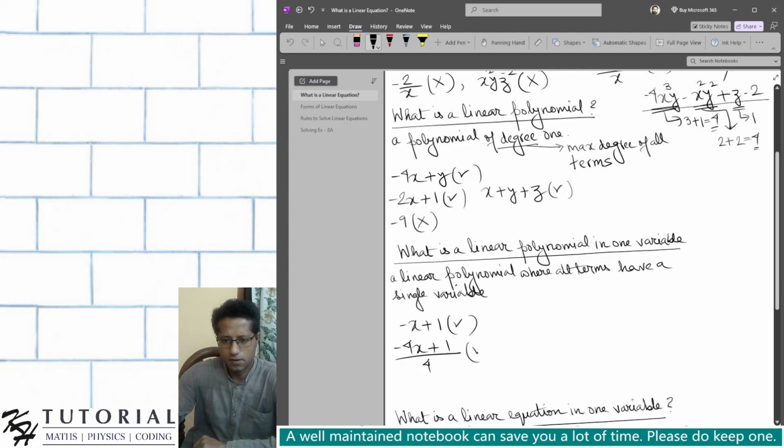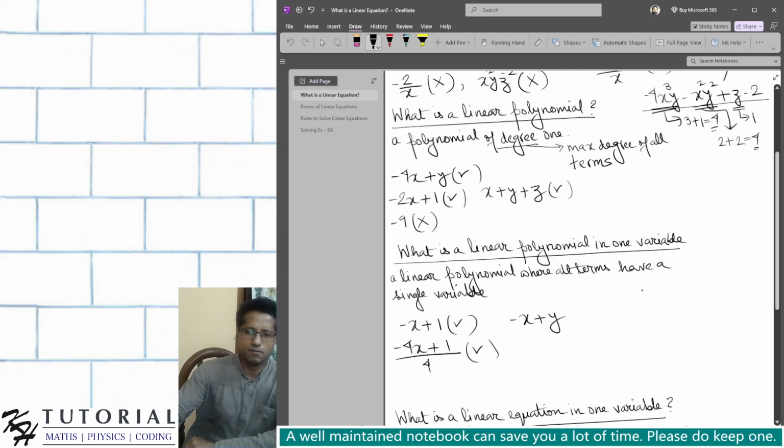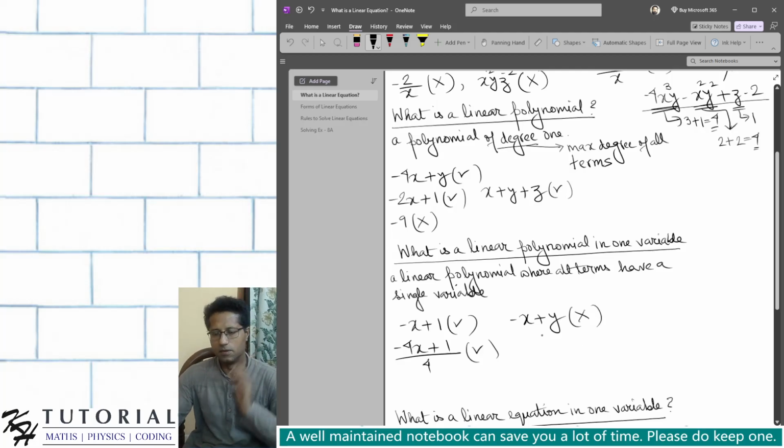These are all linear polynomials in 1 variable. But minus x plus y is not a linear polynomial in 1 variable, because we have 2 variables. So this is not a linear polynomial in 1 variable.